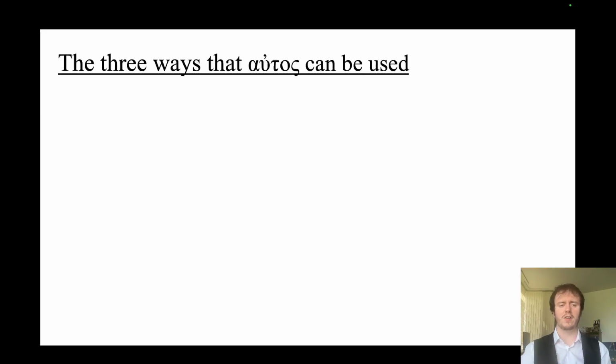Now that you've done that, we're going to speak about the three ways that αὐτος can be used. And these three ways correspond to the three meanings which I showed you a moment ago. So this is how we know when αὐτος means, for example, himself, herself, etc., or when it means the same, or when it means him, her, it, etc.